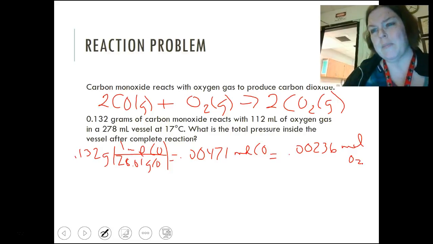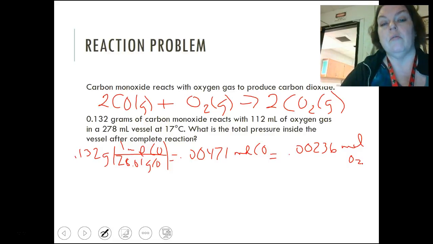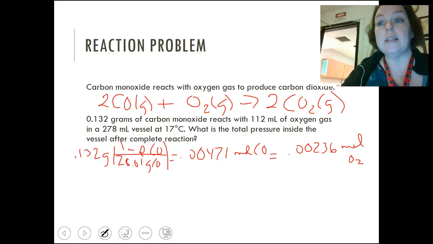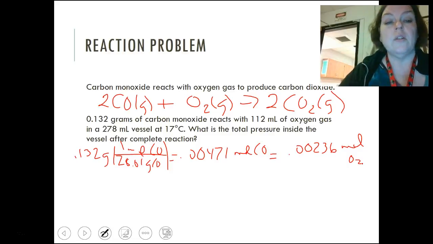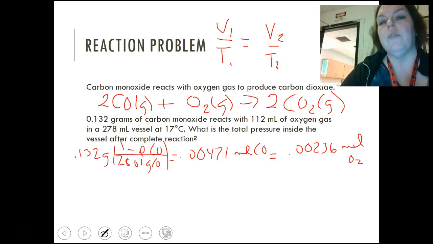Well, this becomes our problem. We have 112 milliliters of oxygen gas, but it's at 17 degrees Celsius. And we know that we have a certain volume. So what we need to do, we have this volume at this temperature, but what we really need to know is what volume it would be at STP, because that's the only way that we can convert to moles. So we're going to use Charles' law. Remember, Charles' law is V1 over T1 is equal to V2 over T2. We're looking for V2, so if we do that, we get the equation V1 times T2 over T1 is equal to V2. Okay, so we plug all of that information in.